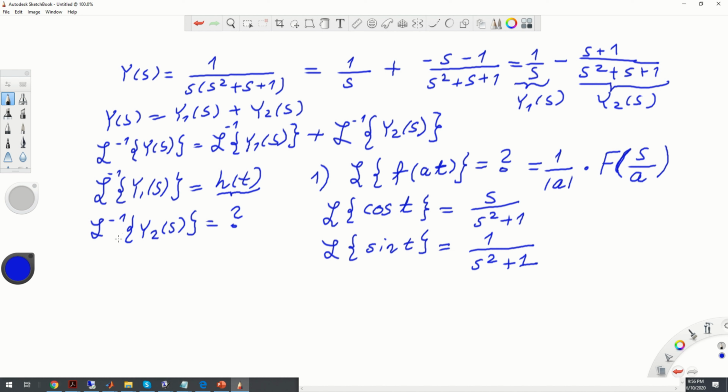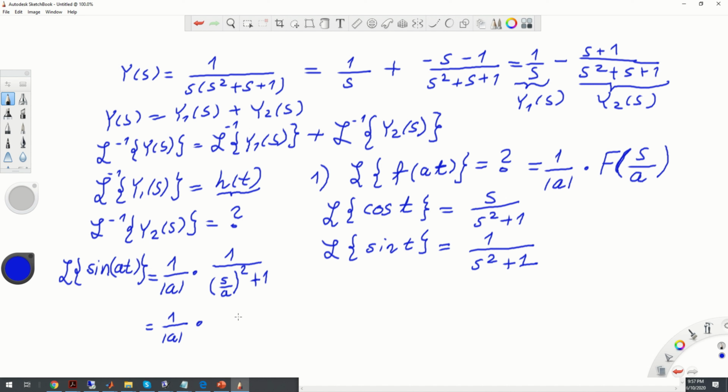Now, let us see what the Laplace transform of sine at is. By applying this formula, it is equal to 1 over the absolute value of a multiplying, substituting the values, 1 over s over a, actually not absolute a, it's s over a, squared plus 1. Now, this expression can be simplified as follows.